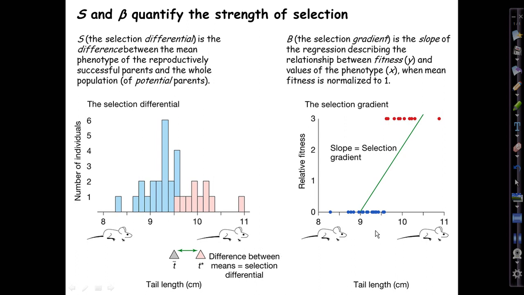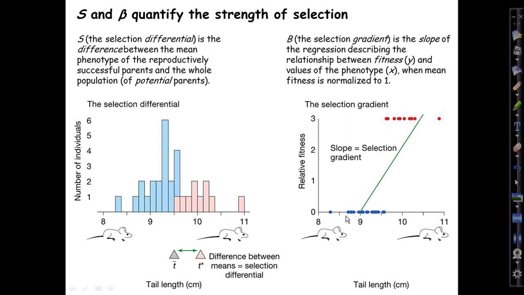All right, so here's what the selection gradient way of presenting this picture of selection would look like. The gradient is the slope of the regression that describes the relationship between fitness, y, and values of the phenotype, x, when the mean fitness is normalized to 1.0. That is, the average fitness is 1.0. So in the truncation selection case, we have two fitnesses, 0 and something substantial.